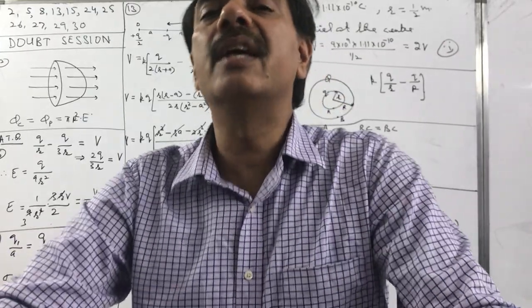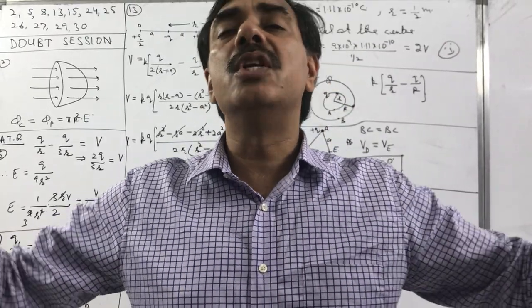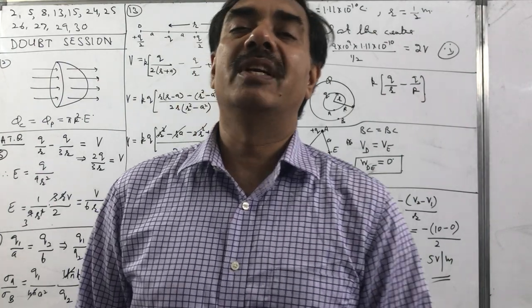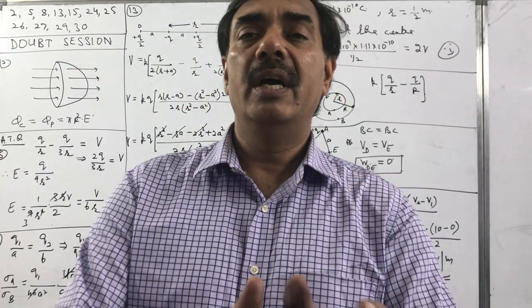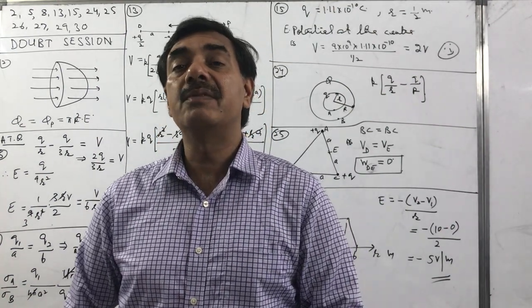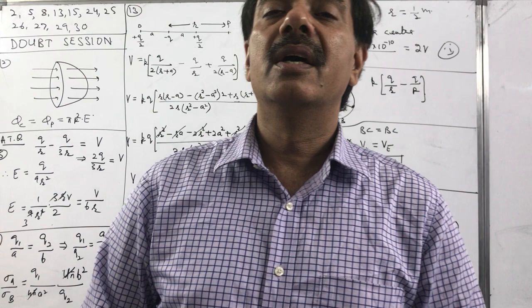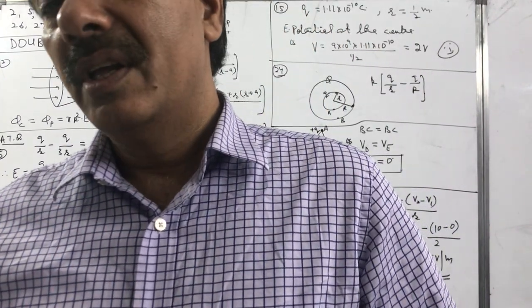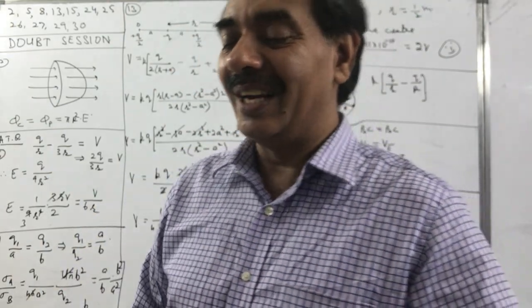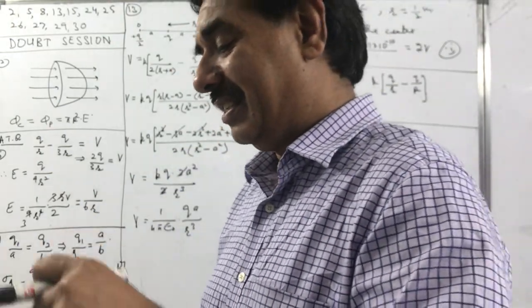The electric field is a synonym for rate of change of potential. Electric field at any point is the negative of the rate of change of potential at that point. The negative sign means, remember, that the direction of electric field is that of decreasing potential.